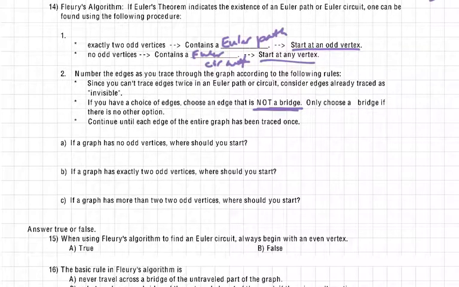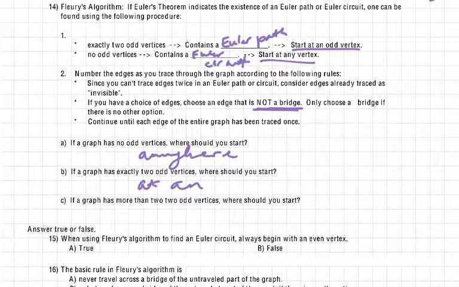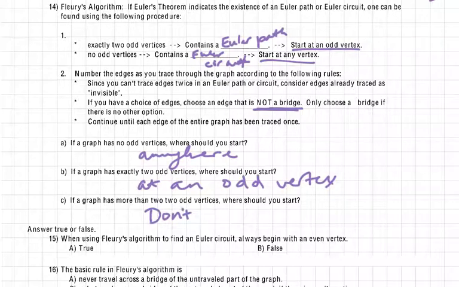And then continue with each edge until every edge of the entire graph has been used. Okay. If a graph has no odd vertices, where should you start? No odd vertices, we're going to start anywhere. If it has exactly two odd vertices, you need to start at an odd one. And if a graph has more than two odd vertices, where should you start? Don't start at all, because there is no Euler path and Euler circuit, so therefore you'd be wasting your time.